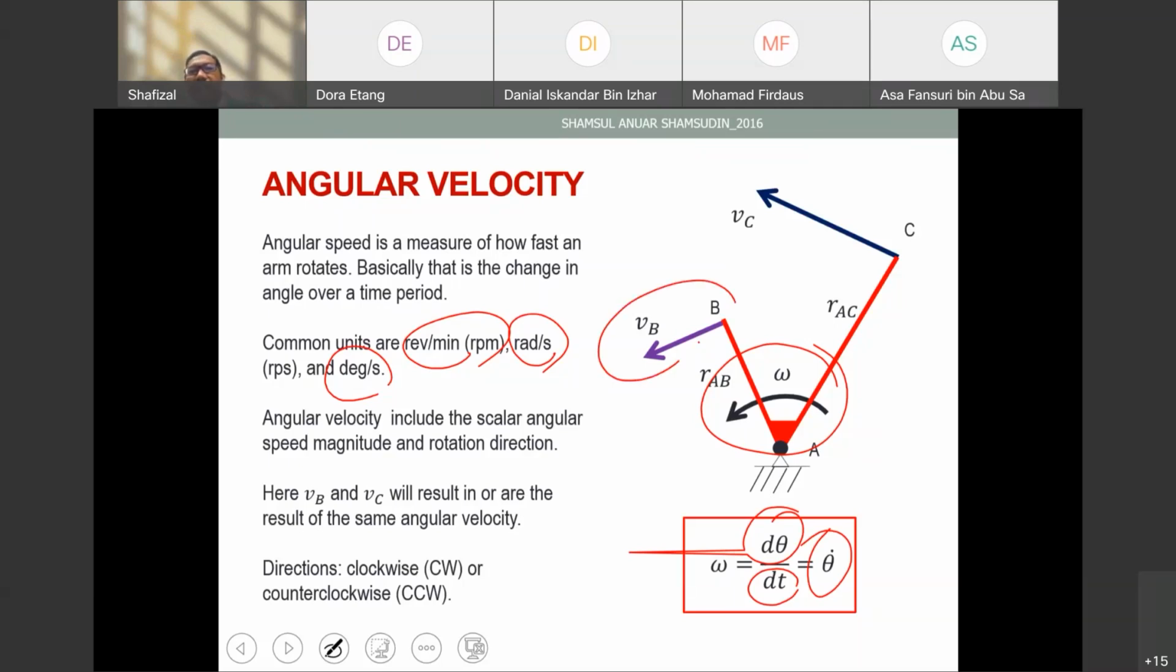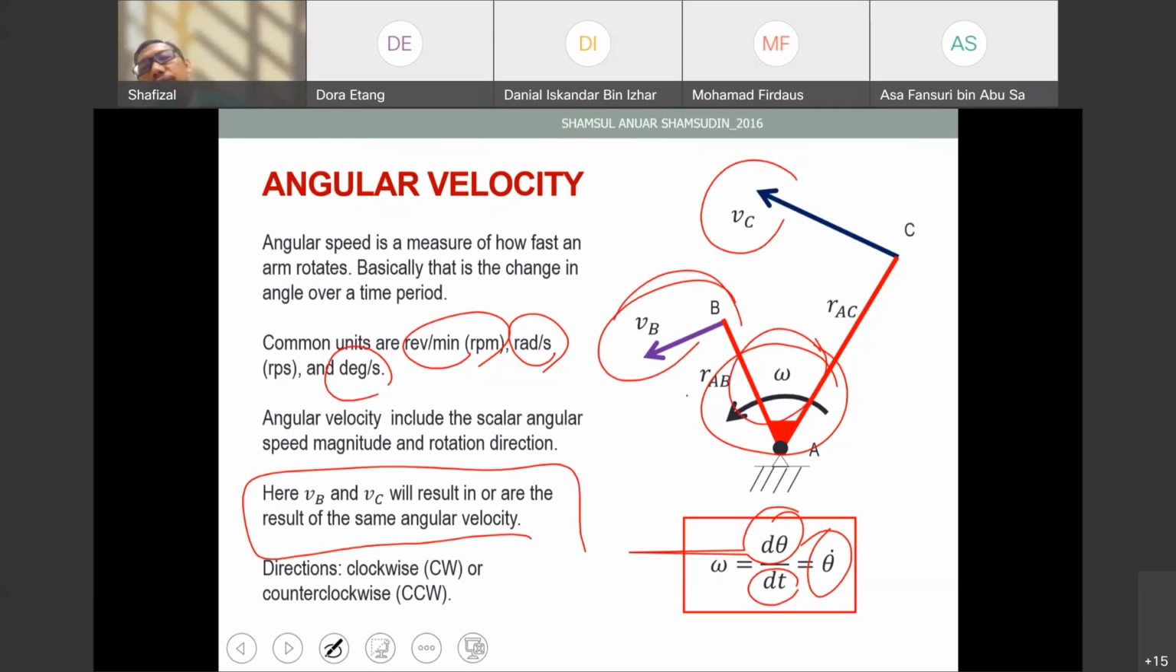VB and VC, as I said just now, should be the same. The directions should be the same as the angular velocity. When angular velocity omega rotates in counterclockwise direction, the directions of the velocity for point B as well as for point C are the same. Should be the same as the angular velocity. This is the common counterclockwise and also clockwise direction. Itu the direction yang ada for the angular velocity, whether it is clockwise direction, whether it is counterclockwise direction.